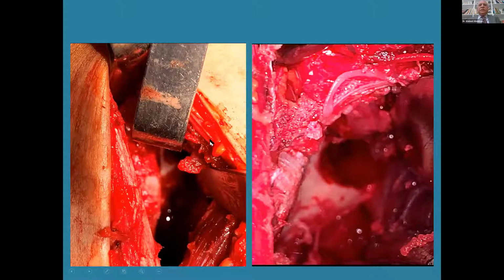Yeah, as you see, this is the lesion. Well circumscribed. It was bloody really. There was no pus, no granulation tissue, and irrigation, curettage, and biopsy was taken.